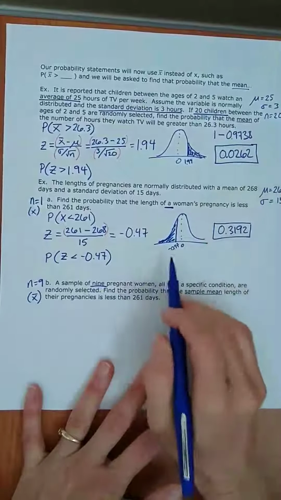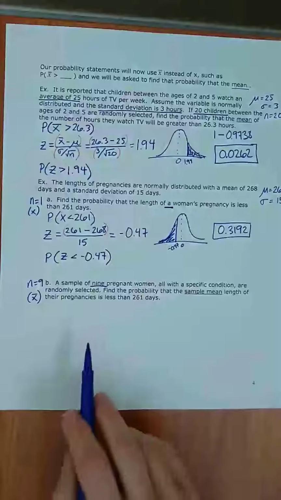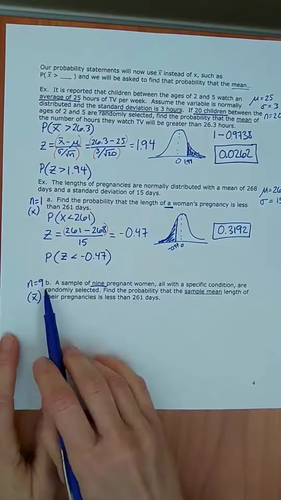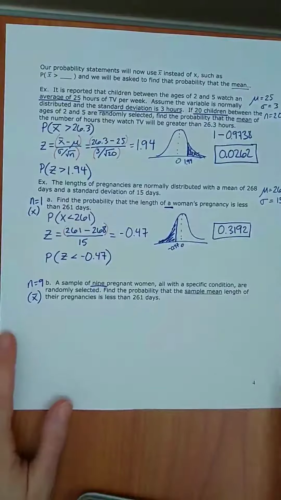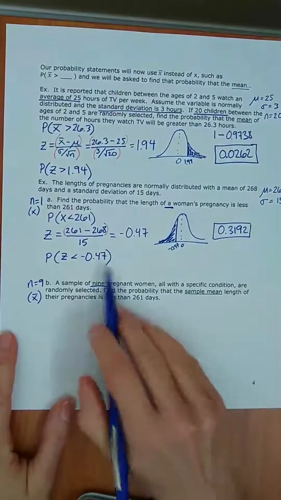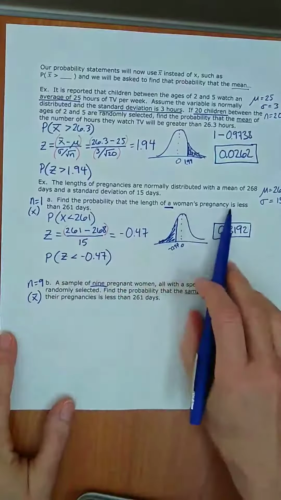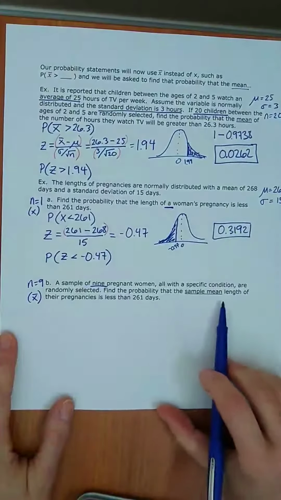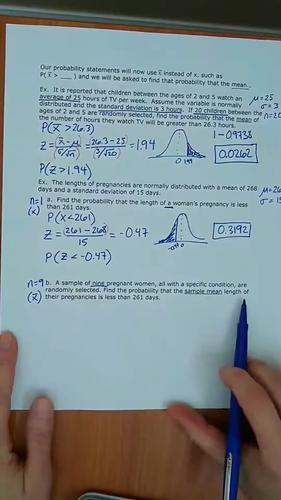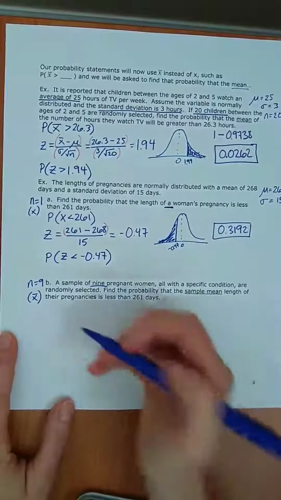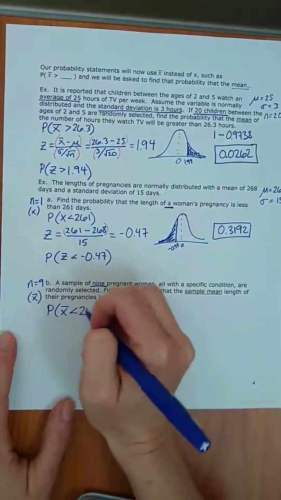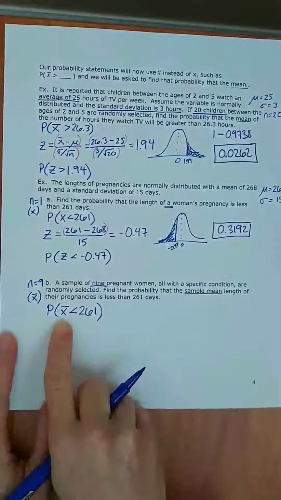Okay, so this is a chapter 7 question right here. Now this is a chapter 8 question. So we have a sample of 9 women. So now we have that adjusted z-score. Also look for this key. Here they say find the probability that her pregnancy is less than 261 days. Here they say find the probability that the sample mean or the average length of their pregnancies is less than 261. So this is important. This looks very similar, but it needs to be an X bar here, not an X.